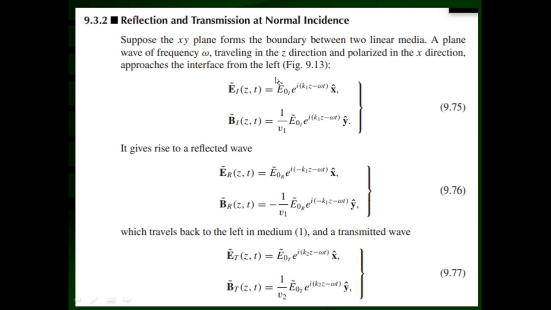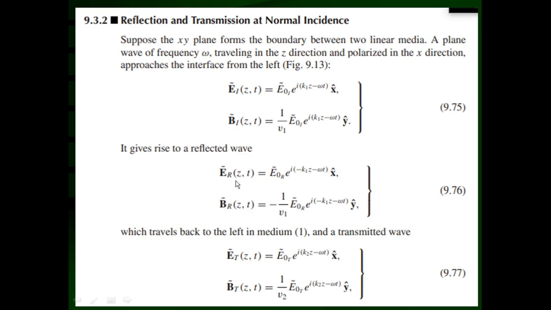So equation 9.75 is related to the electromagnetic fields of the incident waves. We know that when electromagnetic waves are incident on a surface which is a boundary between two linear media, part of the waves is reflected and part is transmitted through that surface. At z equal to 0, we can consider that surface to be the boundary.